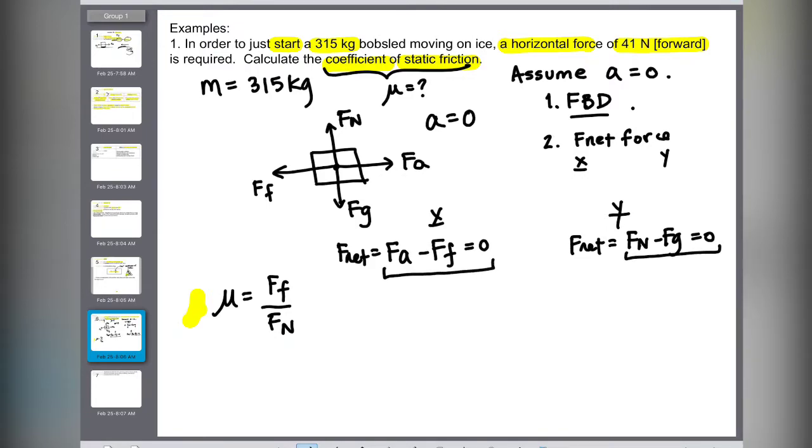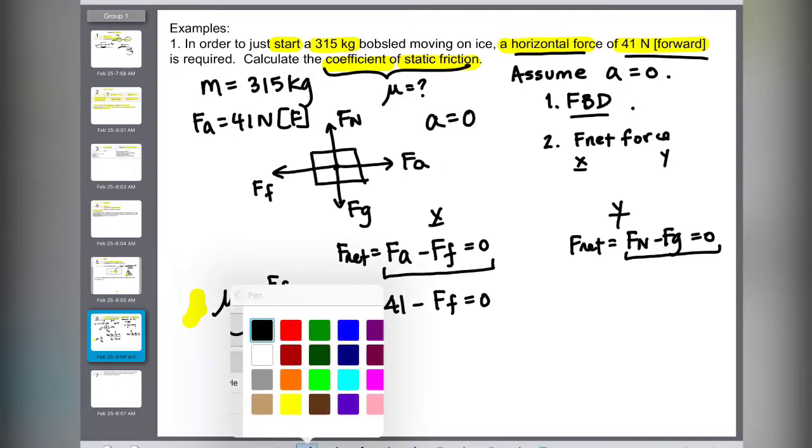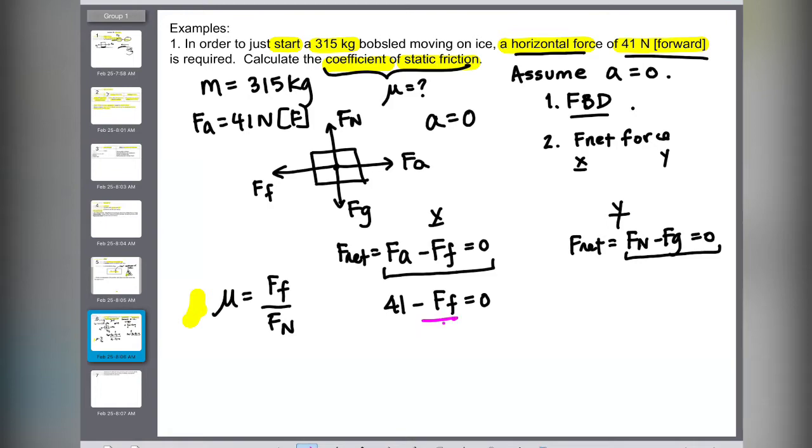So what that means is I can take these two parts of the calculations and see what I can do. Fa is given to me in the question. I didn't write it out. Horizontal force, that is my Fa. 41 Newton forward. Okay, so I have 41 minus Ff equals 0. Bring this over to the other side.